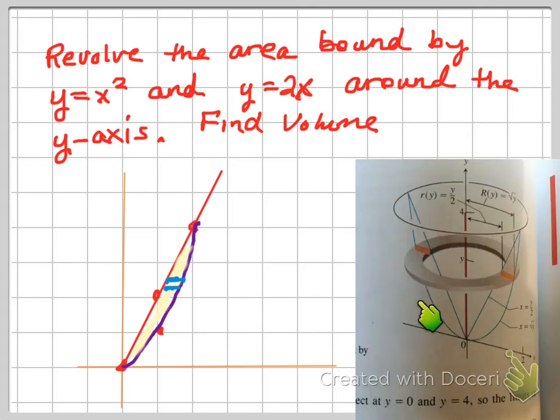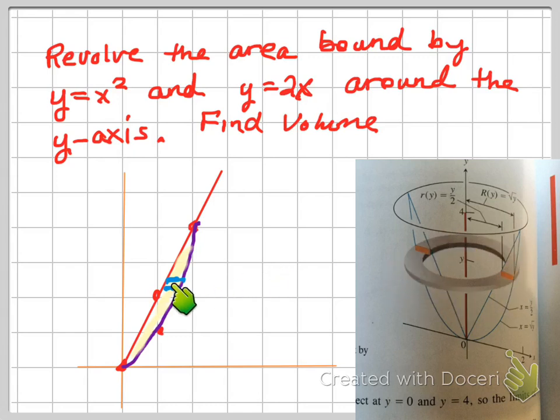Alright, and so here is a 3D picture of what this would look like. This is your little rectangular horizontal partition that I have drawn right here, and you can see as you spin this blue shape around the y-axis, you can see the shape that it makes. And here is one of your washers. So we know we're going to need to use the washer method for this.